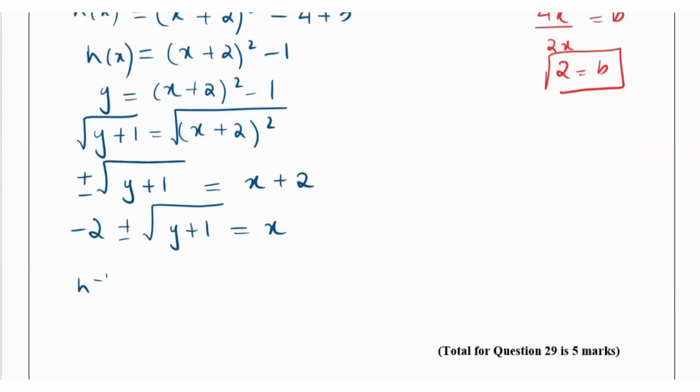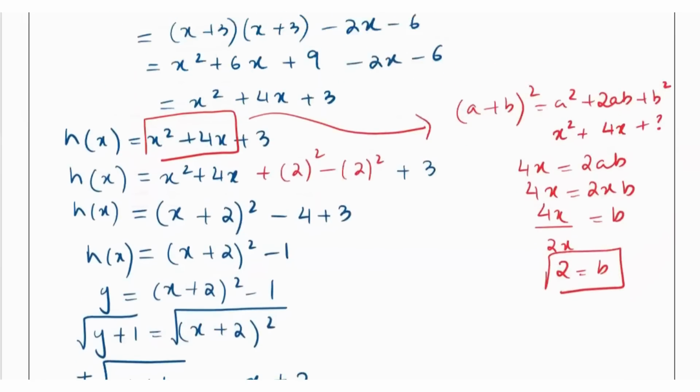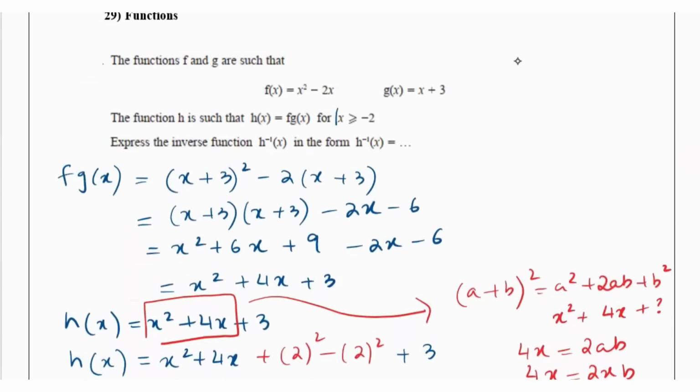So we are saying right now that h inverse x is -2 plus minus root of x plus 1. Now if we go back to the question, there was one thing that we still haven't used. This thing. This is very important.